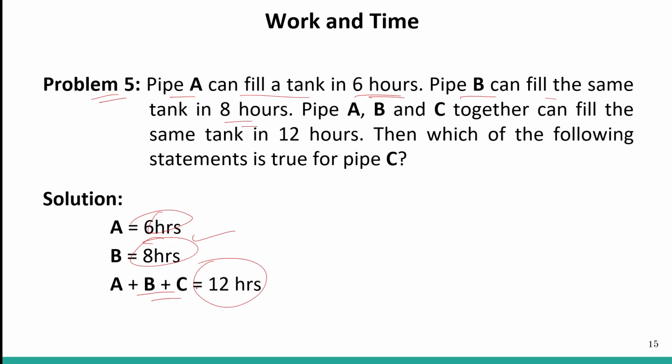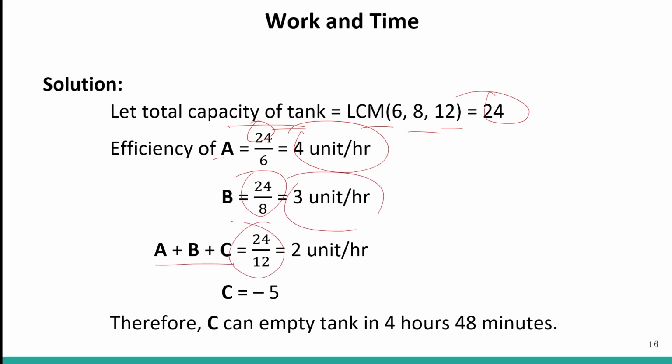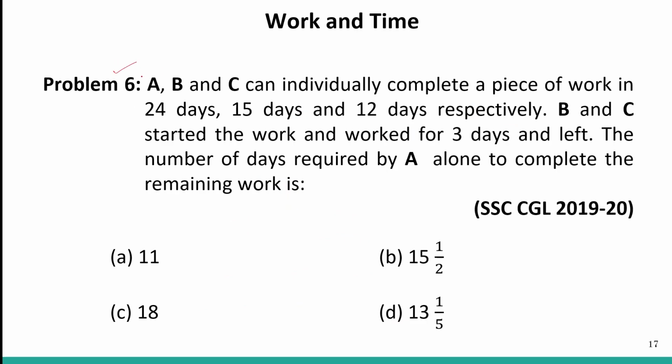So C will be taking how many hours? So the total capacity of the tank is the LCM of 6, 8 and 12, that is 24. So efficiency of A is equal to 24 by 6, that is equal to 4 units per hour. And efficiency of B will be 24 by 8, that is 3 units per hour, right? So A plus B plus C is equal to 24 by 12, that is 2 units per hour. So C is equal to nothing but -5. So C can empty the tank in 4 hours and 48 minutes. So problem number 6.